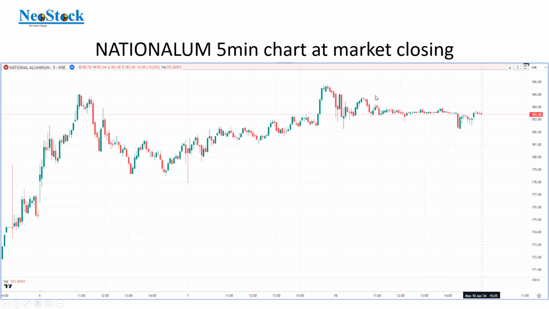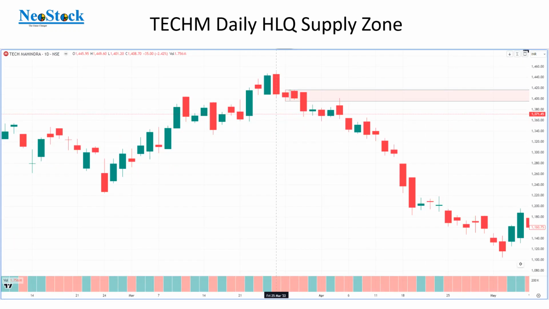This is what happened at the closing. Prices didn't enter into the zone. Otherwise, the zone will be violated. Next one is Tech Mahindra. We have a drop, base, drop.